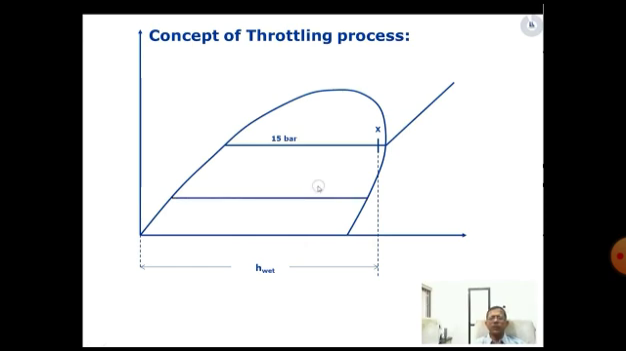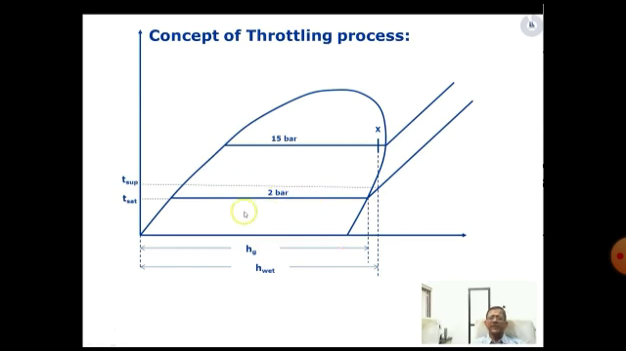So what do we do? We throttle it to a lower pressure, let us say 2 bar. The moment we throttle it to 2 bar, the amount of enthalpy it has in the wet condition at a higher pressure is enough to increase the temperature of the steam above the saturation temperature of 2 bar. So we are going to have a superheated steam.